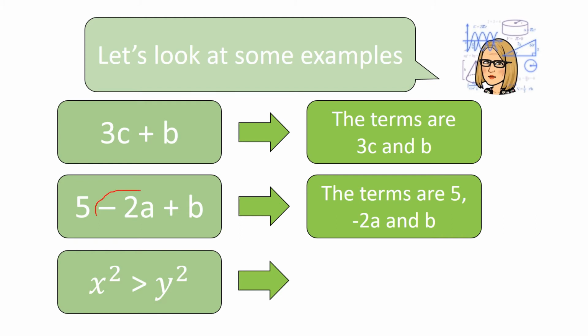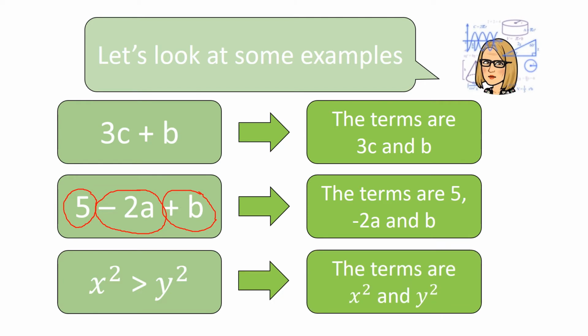Now in algebra you must look at the symbol that comes in front of a term to help you see whether it is positive or negative. This 2a you can see is negative because it's got that negative symbol in front of it. b is positive b. The 5 doesn't have a symbol at all, which means it's positive. Our bottom example is x squared is greater than y squared. This has got two terms.